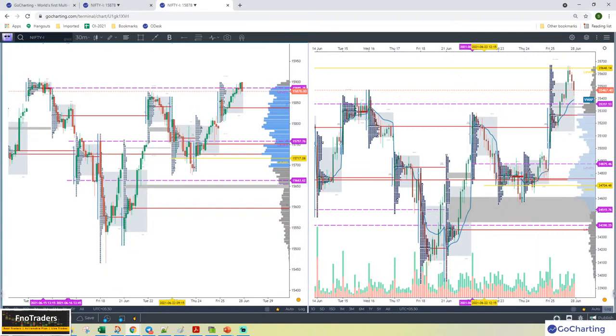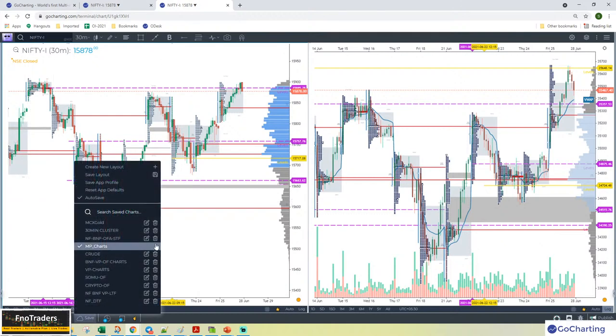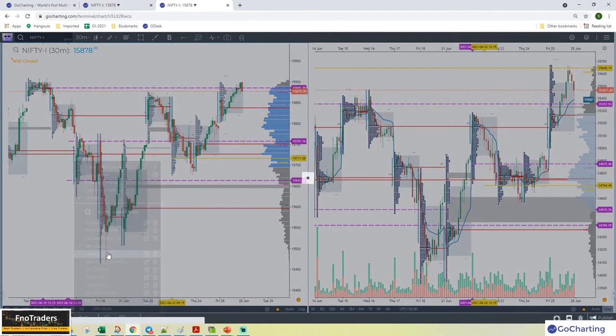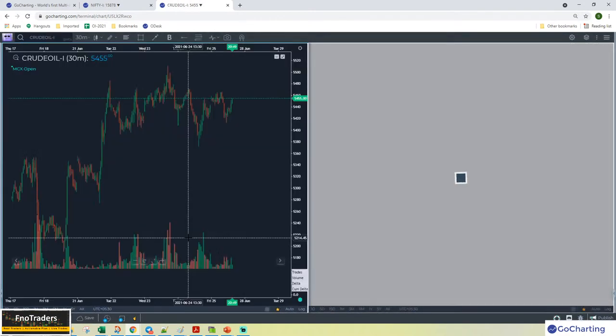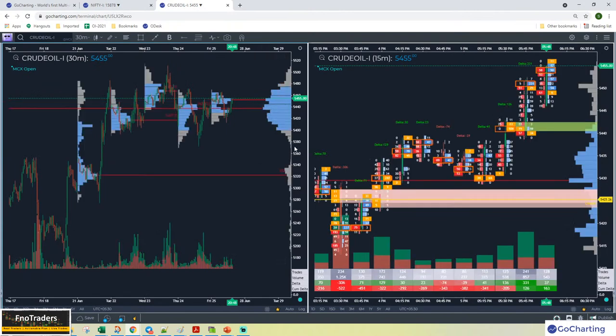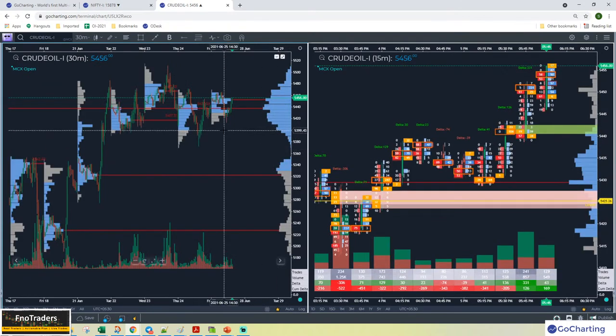So yes, we'll start covering crude oil, the MCX crude in GoCharting, the order flow part of it. We'll also cover in general my crude oil observations and my view on crude oil based on recent and long-term market activity. At the end of the session, I'll share the charts I have for crude oil, for both order flow and volume profile. Okay, so we'll get started.